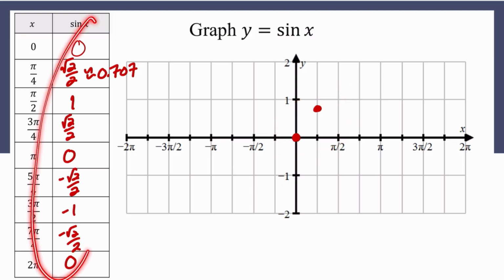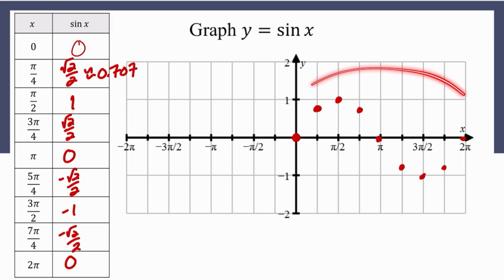Okay, so once again, I get all of these values from the unit circle, and now I'm going to plot them. So pi over 2 at 1, and then back to the 0.707, and then negative 0.707. And I have this collection of points, and then if I connect them, I'm going to get something like that. It's sort of a wave, if you will.